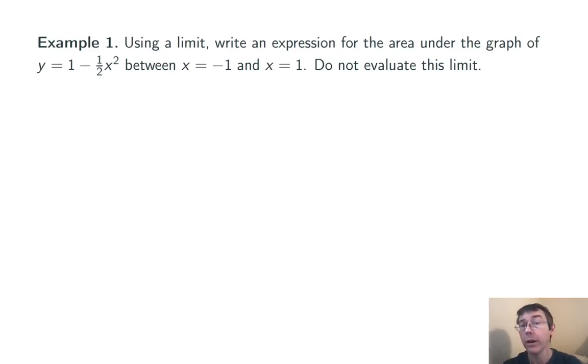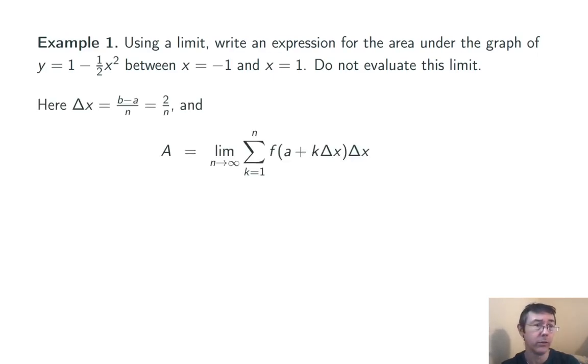Using a limit, write an expression for the area under the graph of y equals 1 minus 1/2 x squared between x equals -1 and 1. So this is the previous example that we did in the finite case of n equals 4. In this case, delta x is 2 over n. We have an interval of width 2. We're dividing it into n pieces.